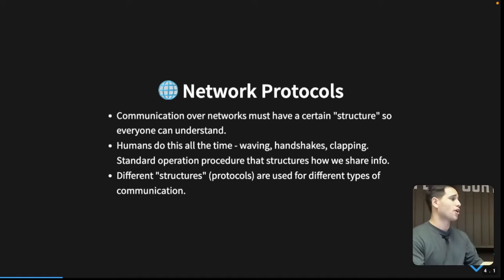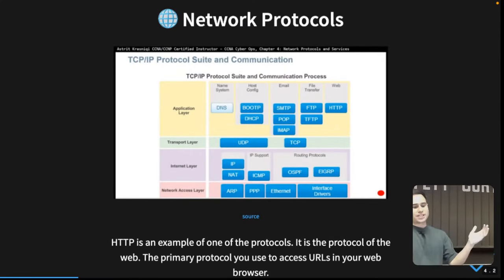And we have different protocols for different activities or areas of computing. There's a bunch of different ones. I'm not going to even talk about all of these.